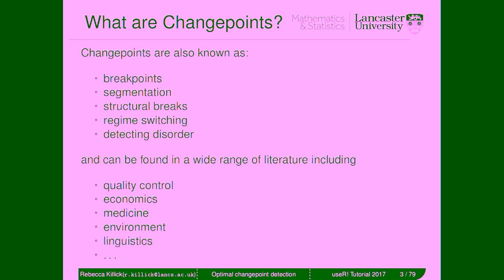So in statistics, we call it change points, but other fields call it different names, such as breakpoints, segmentation problems. Structural breaks tends to be used in economics, regime switching, and also detecting disorder, which you might not necessarily think was change points initially. They started off in quality control, whereby you were monitoring a process and you wanted to see whether that process was still functioning as you had designed it. And they've rapidly expanded in a variety of other fields. And I'm not sure I've yet seen one where change points hasn't been done, at least in one paper.